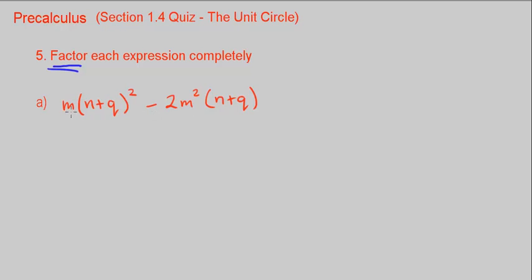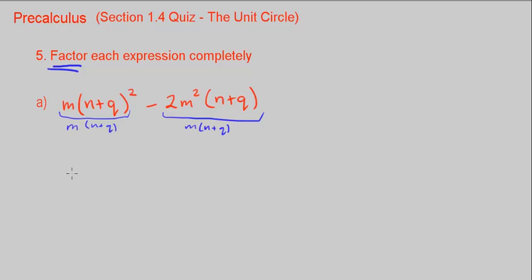So in here we have multiple things going on, right? But here's something subtracted by something else. Well, do we have anything we can divide out of both of these? Well, I see there's an m here and an m here. So I could divide out an m. And I also see an n plus q here and an n plus q here. So I can divide out an n plus q.